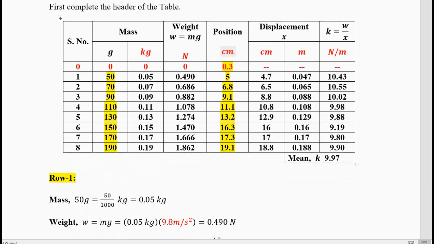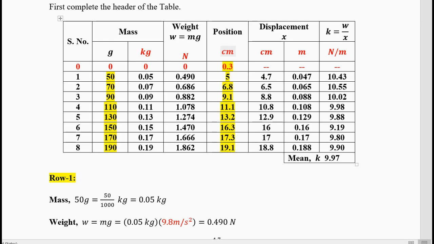Now at 0 gram you are getting 0.3 centimeters. This error has to be subtracted. 5 minus 0.3 you will get 4.7. 6.8 minus 0.3 you will get 6.5. 9.1 minus 0.3 you will get 8.8. Under an ideal condition, if it is 0 centimeters for 0 grams, you will not have to do the subtraction. You can directly copy 5, 6.8, 9.1, but you have to subtract 0.3 because of the error in the pointer.